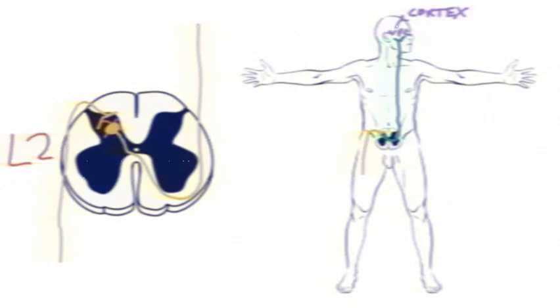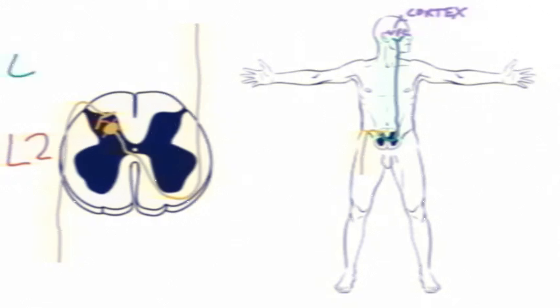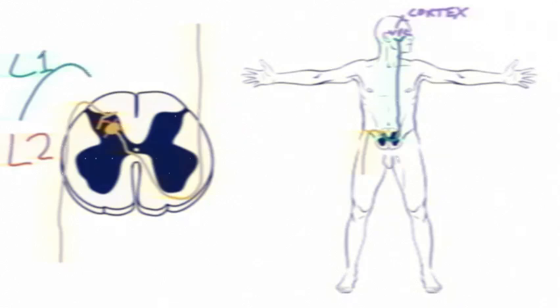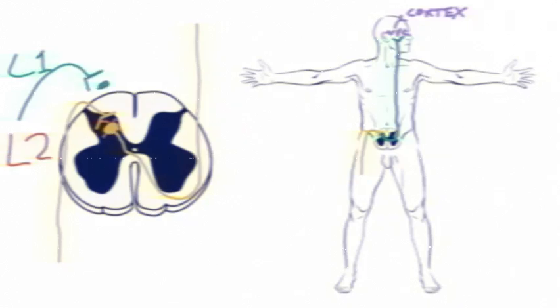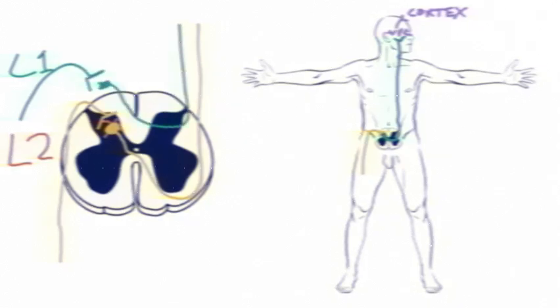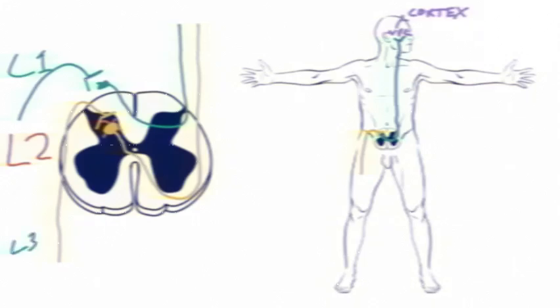However, anything above L2, for example L1, would be just fine because it can come in, synapse onto the gray matter, and decussate and travel up, and anything below, like L3, can do the same thing.